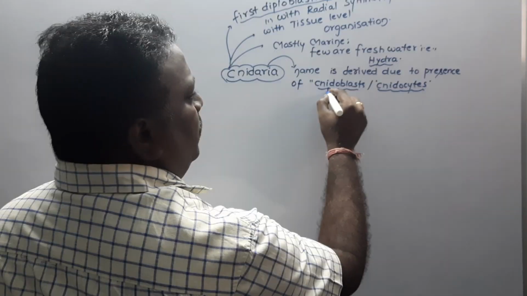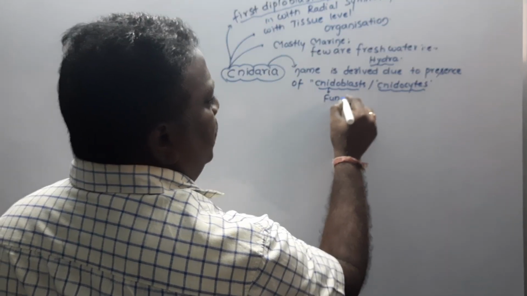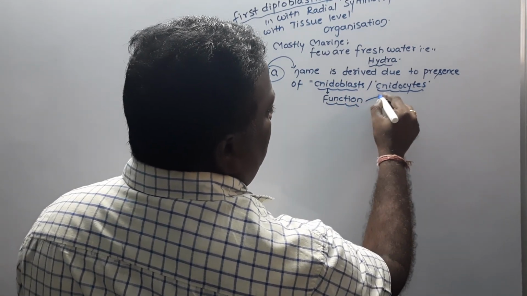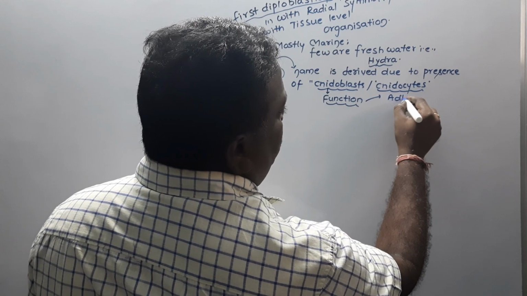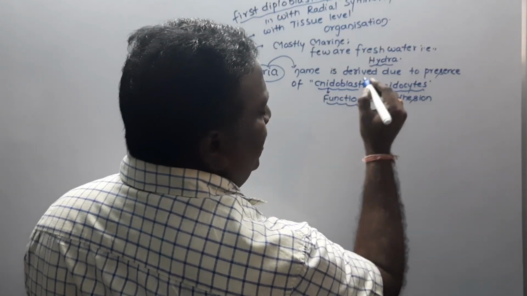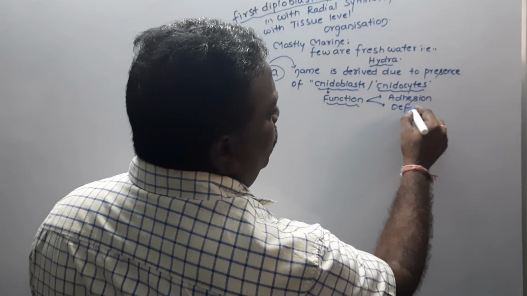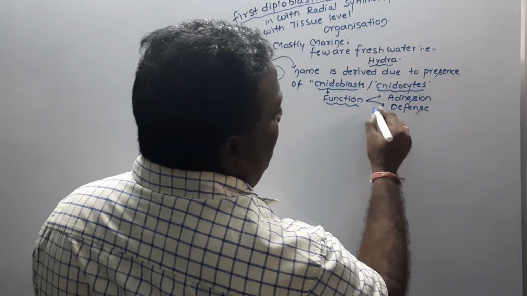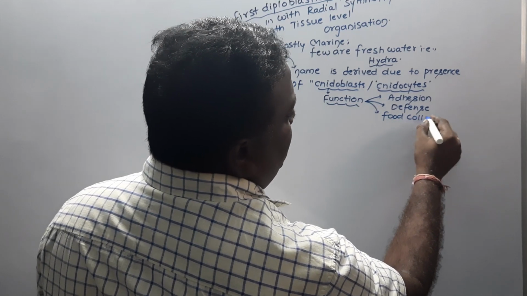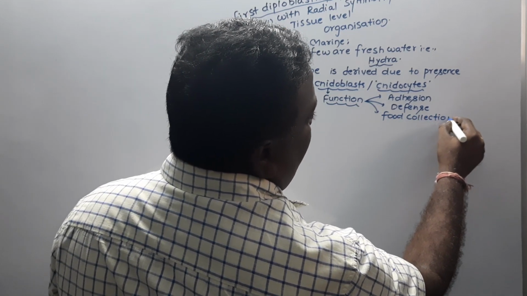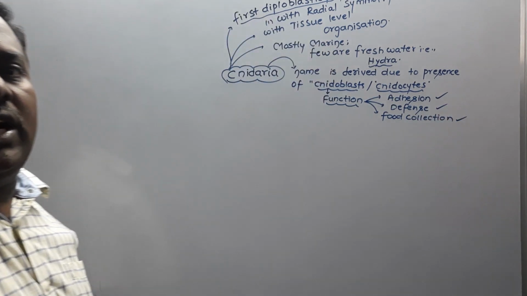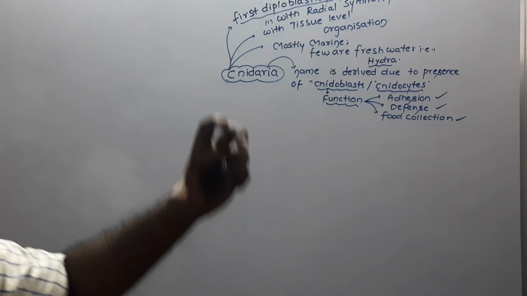And do you know one thing? The functions of cnidoblasts or cnidocytes include, one, attachment to the substratum. Two, defense, which helps in protection. And three, food collection. What is the third function of it? Food collection. Thus attachment to the substratum, defense and food collection are the three functions of cnidoblast cells.